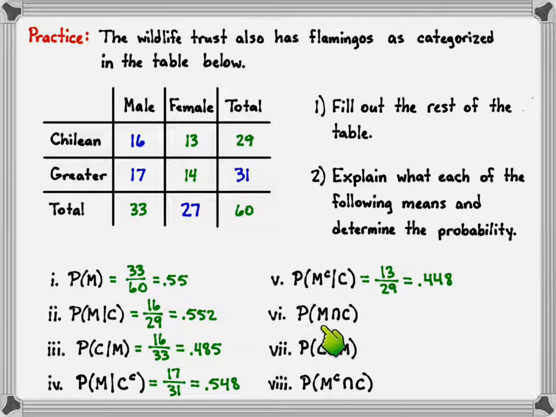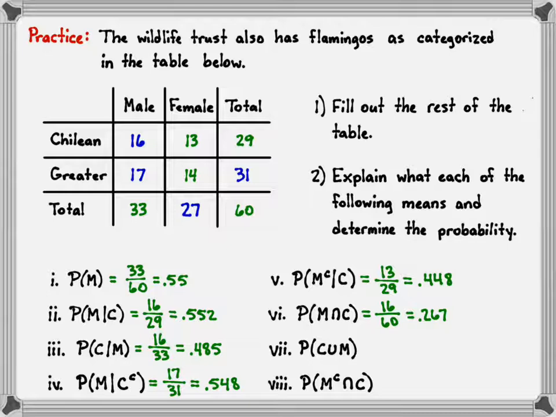So what is the probability of a flamingo being male and Chilean? Remember, our sample space is going to be the total. Male and Chilean implies one thing, male and Chilean. So it'd be 16 out of 60, which simplifies to 26.7%.